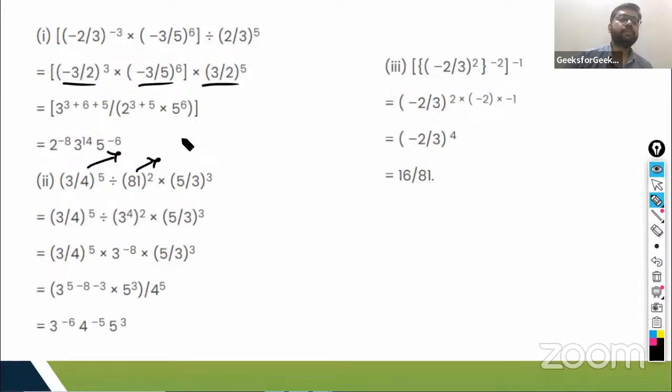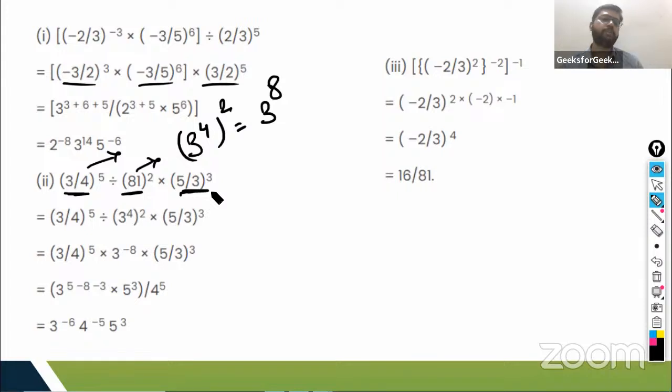Okay, so convert this one into the format of a 3. So this one is 3 to the power 4 to the power 2. That will be 3 to the power 8. Okay, that is replaced by 3 to the power 8. Here it's 3 to the power 5, and here the denominator is 3 to the power 3.